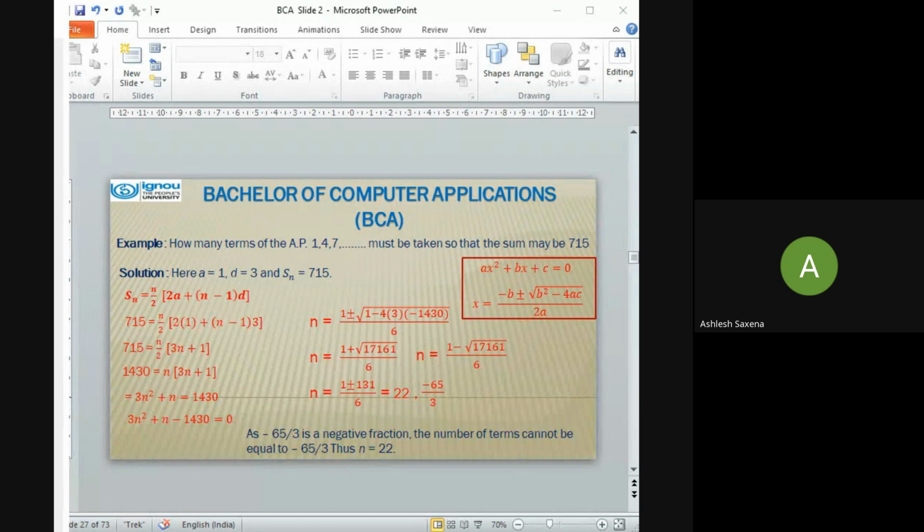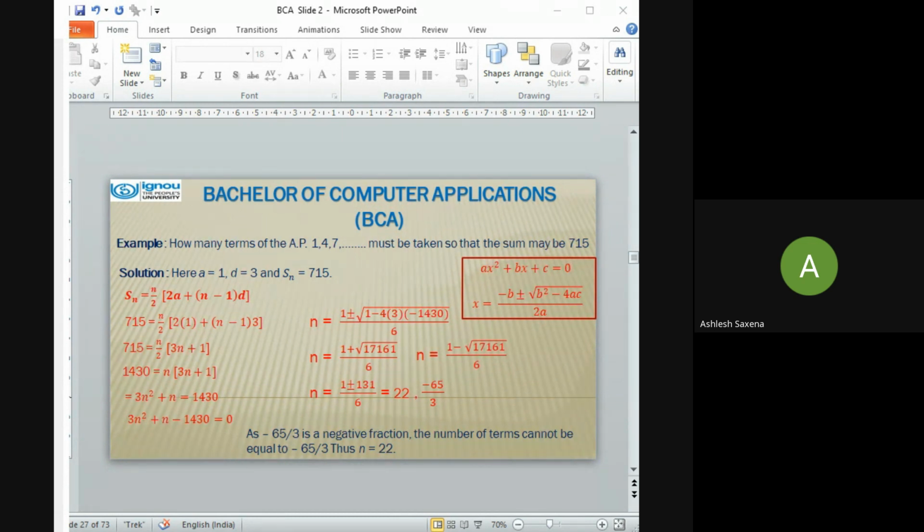Okay, now going back to the problem, your a is 3, b is 1, and c is minus 1430. Don't make the mistake of neglecting this minus sign, because the standard value of c is plus, but here in your problem it is minus. So you have to take minus 1430.